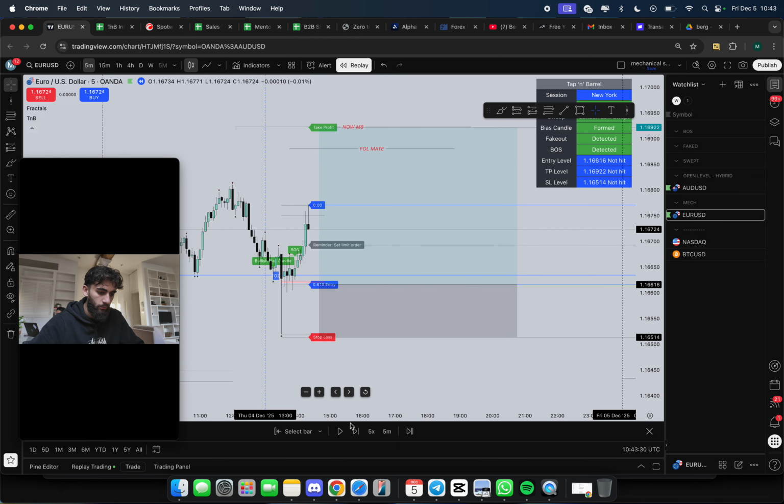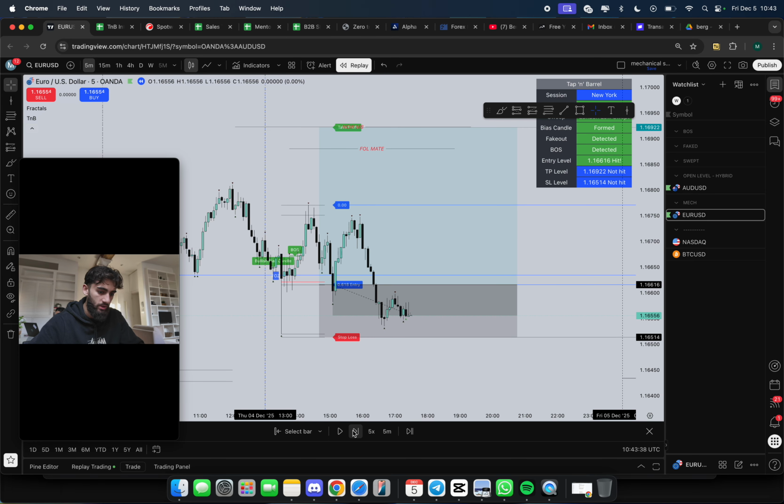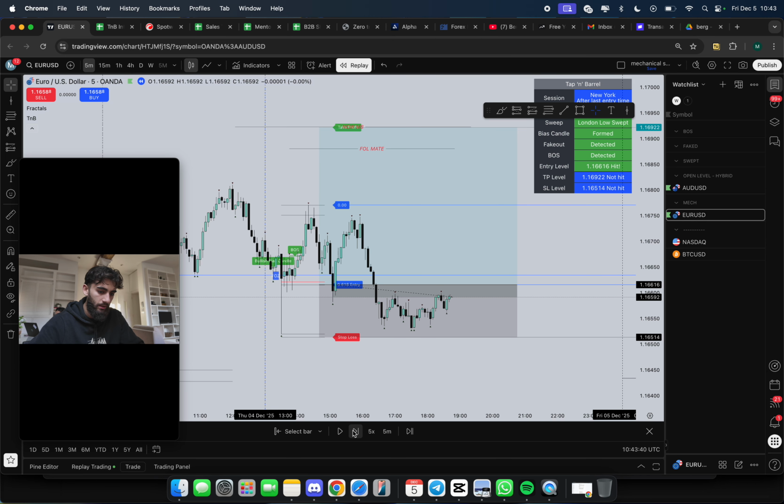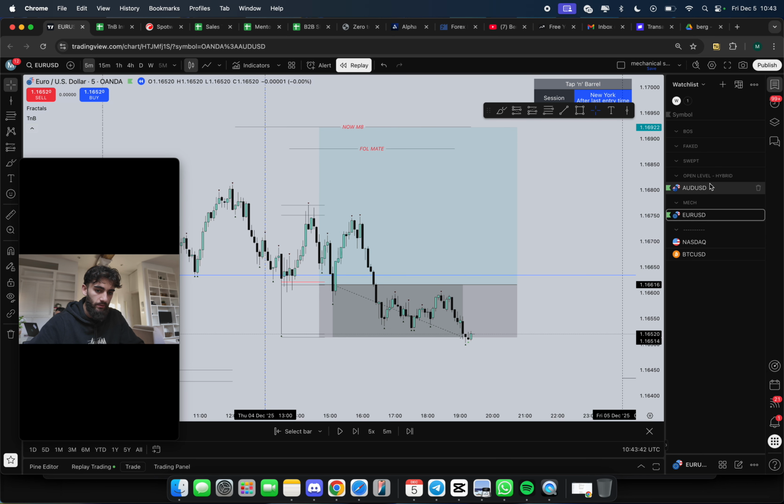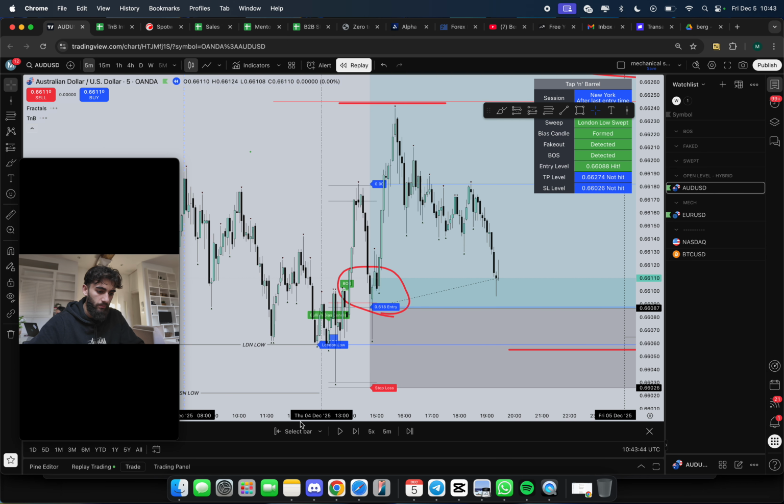And then our entry was as follows. So fib on the lower of the move to the higher of the move. We got tapped in right here. And then we obviously just held to TP or stop loss, and it ended up hitting stop loss today. But at the same time, we did enter AU as well. So AU was as follows.